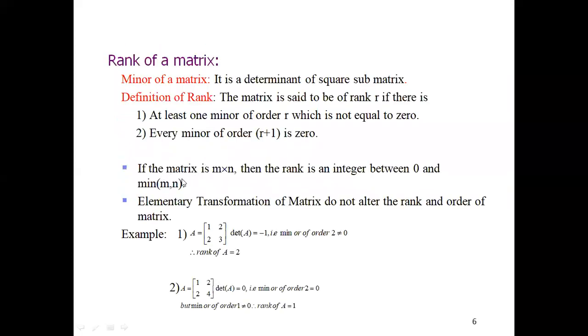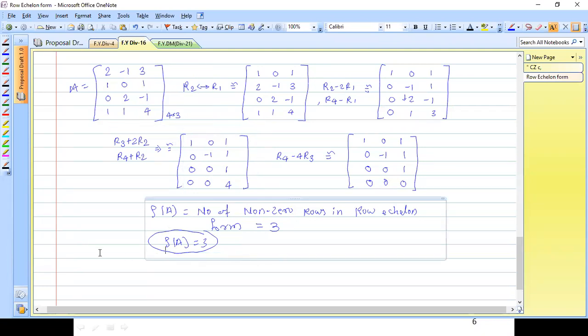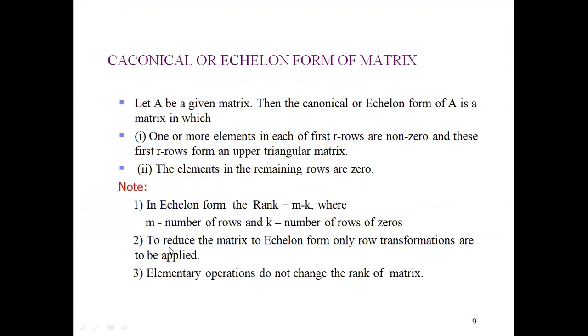See, if the matrix is of order m cross n, then the rank is between 0 and the minimum of m and n. So what is the rank? Either it is 0, 1, 2, 3. Suppose m is the minimum, so up to m. You can see we have this example also. Minimum is what here? 3. So rank must be between 0 and 3. Got it? Any doubts still in your mind? You can ask. Okay, how many rows are there, that many you can have.